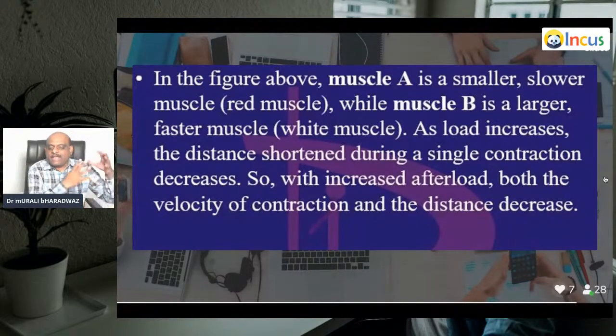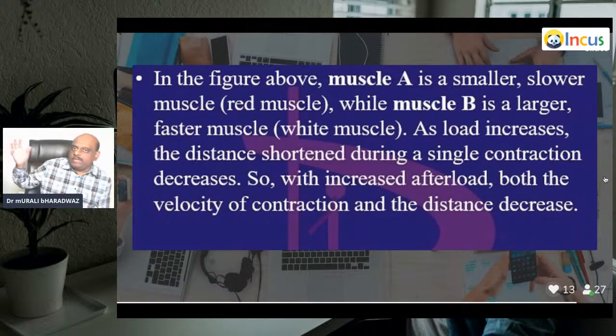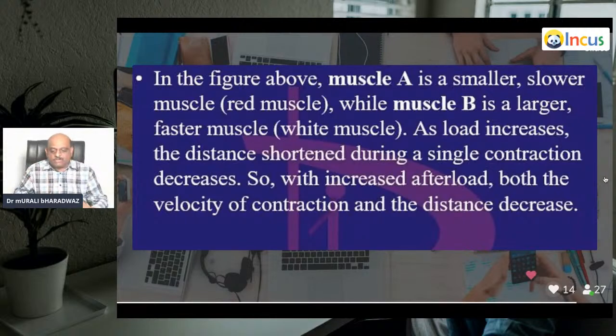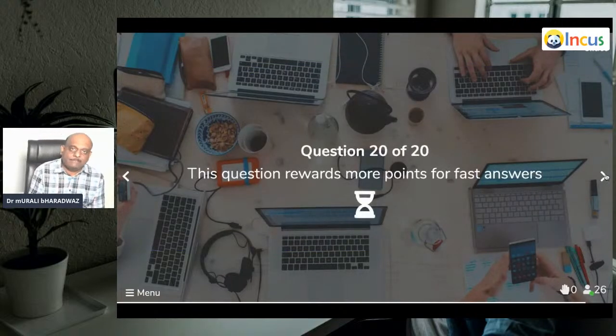So muscle A is smaller, slower, red. Muscle B is larger, faster, white. And as the load increases, the distance shortened during a single contraction decreases. So with increased afterload, both the velocity of contraction and the distance will decrease. That's a point you need to appreciate.